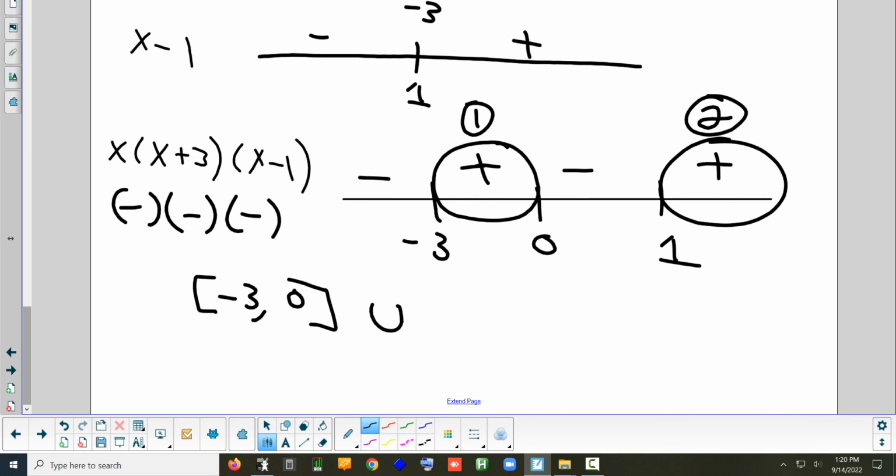How would we write interval 2? So this first interval was bounded. A bracket on 1, then comma, infinity. And the second interval is unbounded. 1 to infinity. Any question on that? So again, works fine as long as you can factor.